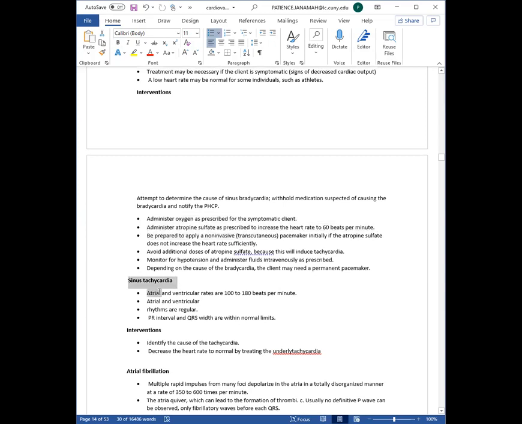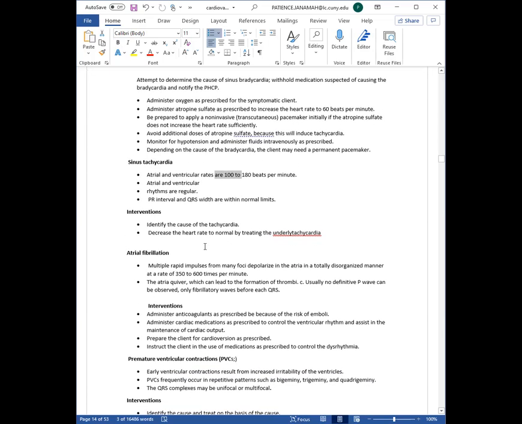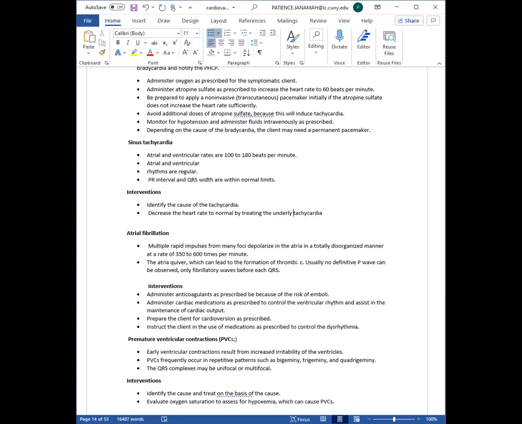Now we have the sinus tachycardia. The heartbeat is above 100. So if it's above 100, what do you do? Your aim is to decrease it. So you identify what is causing the tachycardia, what is causing the high heart rate, then decrease the heart rate to normal by treating the underlying cause. So if the patient just finished running, you want to have that patient take a rest to be able to decrease the heart rate.